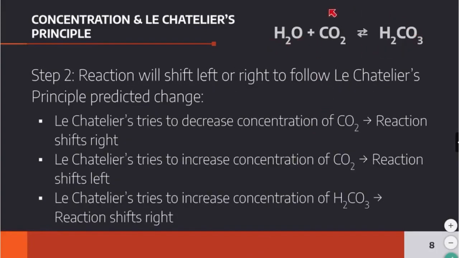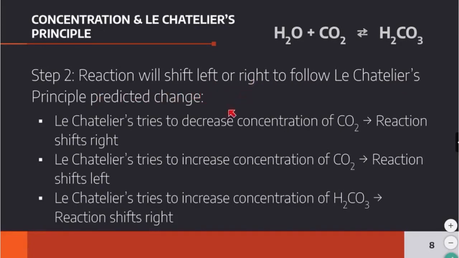So suppose we have this particular reversible reaction. We know it's reversible because we have the double arrows. H2O plus CO2 reacts in a reversible reaction to form H2CO3, which is called carbonic acid. So let's say that we're going to either increase CO2 or decrease CO2, or increase H2CO3 or decrease that. We know from the first step that if we increase CO2, Le Chatelier's wants to decrease CO2, or if we decrease H2CO3, Le Chatelier's wants to increase H2CO3. The second step is the reaction will shift either left or right in order to follow Le Chatelier's predicted change.